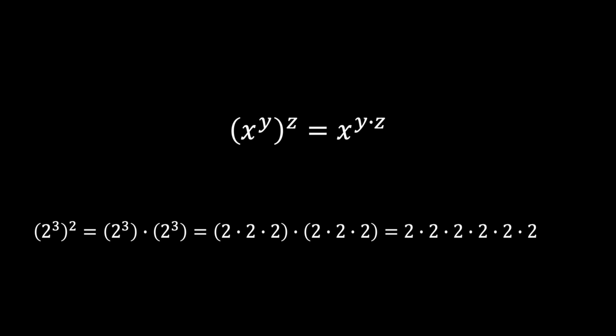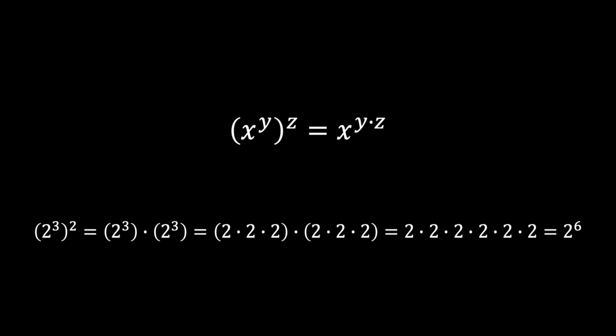From these properties, we can also see that an exponential raised to a power can be simplified by just multiplying the original exponent by the power. An example of this is if we take 2 raised to the 3 and square it, we can expand this to see that the result is 6 2's, or 2 raised to the 6th, which is 2 multiplied by 3.